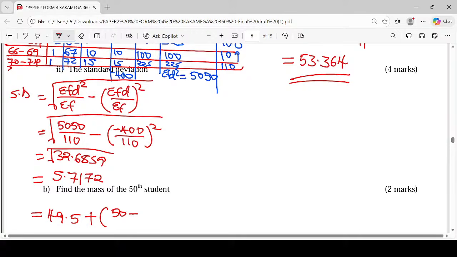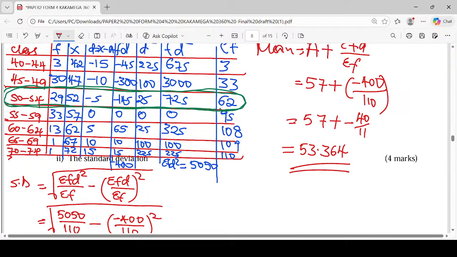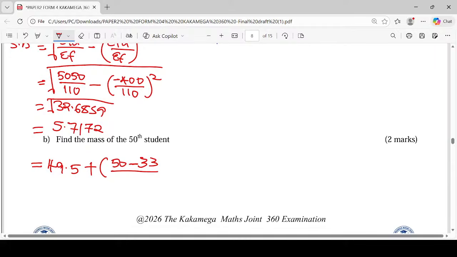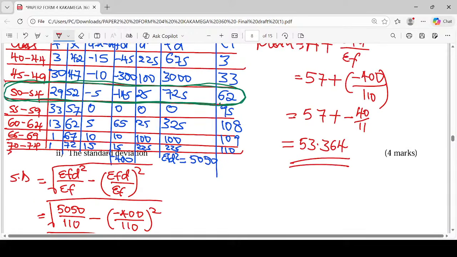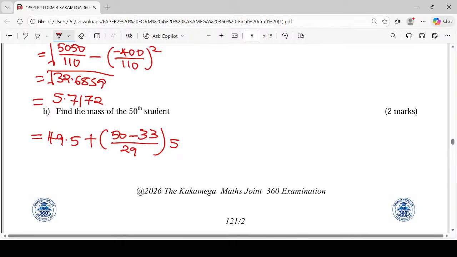So that is minus 33 over the frequency of that particular class. The frequency there is 29 times the class interval. The class interval, when you look at 50 to 54, is 5. So that's how we do it.